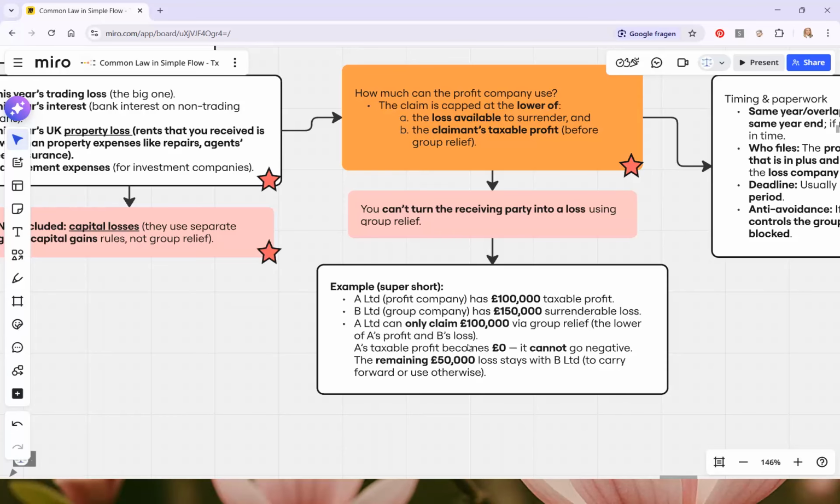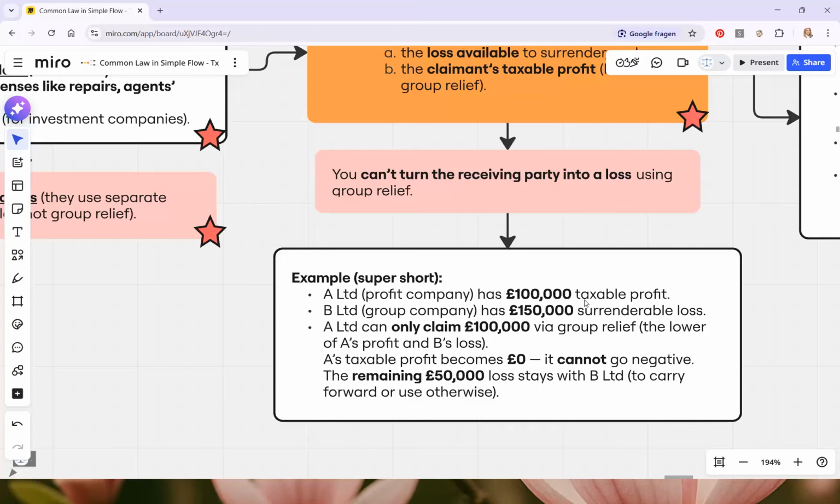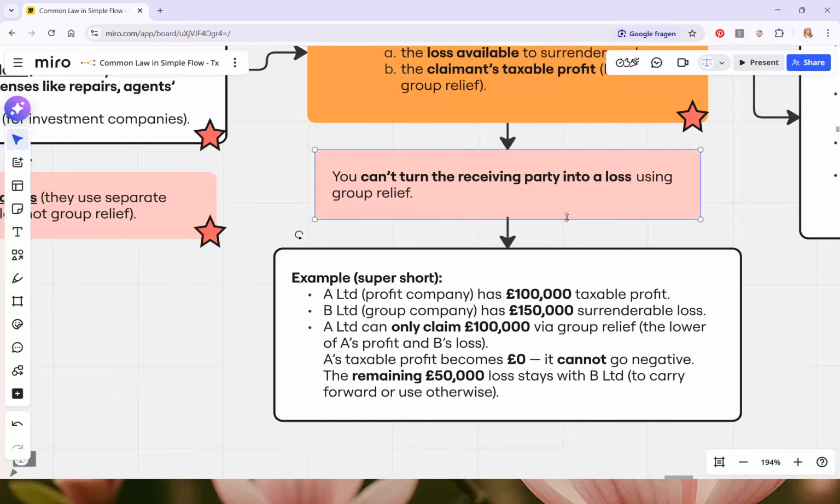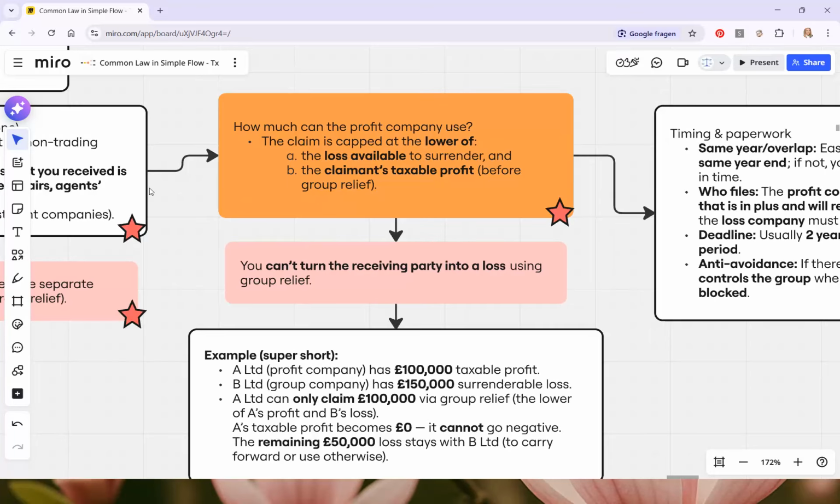So example, A Ltd, a profit company, has 100K taxable profit. B Ltd, a group company, has 150K surrenderable loss. A Ltd can only claim 100K via group relief, the lower of A's profit and B's loss. A's taxable profit becomes zero, it cannot go negative. So the remaining 50K loss stays with B, to carry forward or use otherwise. So you can't turn the receiving party, your profit company in your group, into a loss using group relief. So you can't do this.